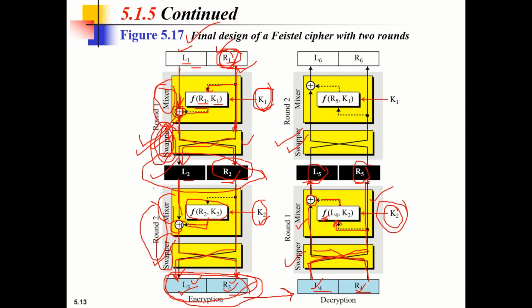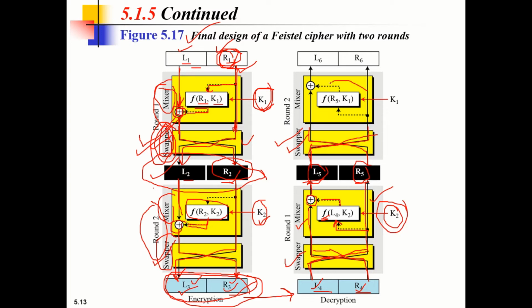Now again, since it has two rounds, for the next and final round we will again swap these parts of the middle text. This R5 becomes the left part of the middle text, and this left part becomes the right part of the middle text.